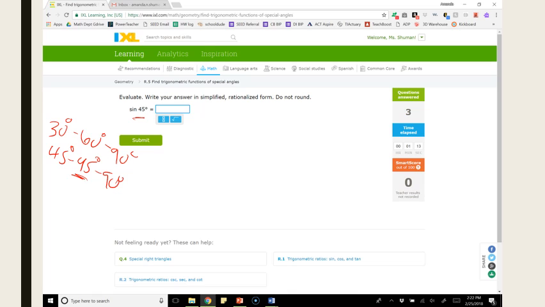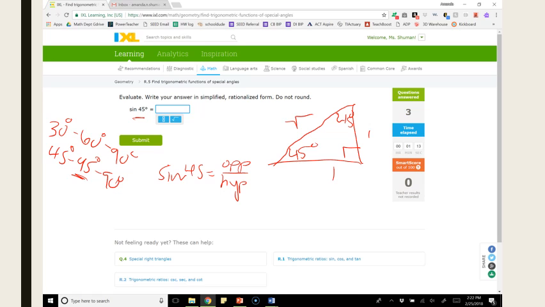Now what I'm going to do is actually draw a triangle because it's hard for me to see things without drawing the picture. Now remember, when I have sine of 45, here's my 45 degree angle. Sine of 45 is going to be opposite over hypotenuse. And from our 45, 45, 90 degree triangle, each of these is 1, and this is the square root of 2. So opposite over hypotenuse is going to be 1 over the square root of 2. But remember, it has to be in rationalized form.